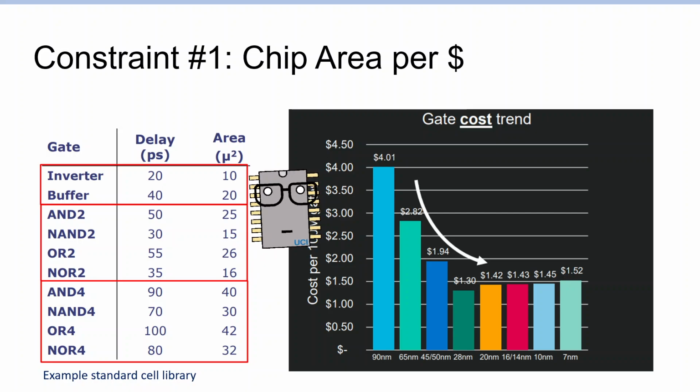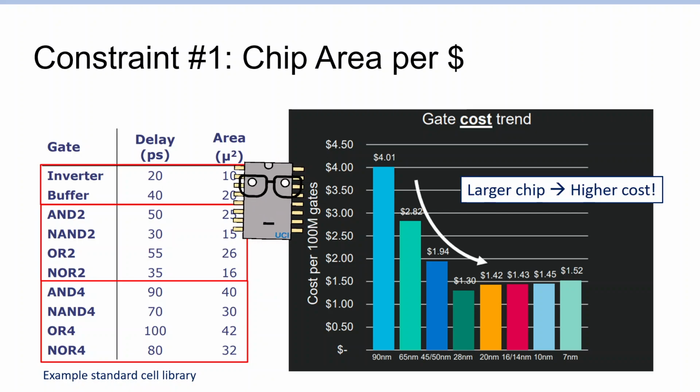Given that each gate has a particular area cost, given a unit budget we're allowed to spend on a chip, gives us a fairly hard bound on how many transistors or how many gates we can actually put on a chip. Basically, larger chips lead to higher cost.